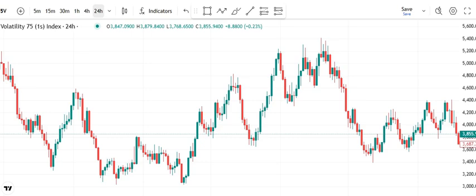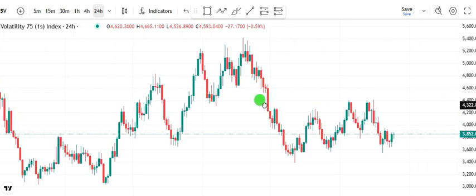5th of January 2026, and today is Sunday. And since it's Sunday, definitely you know what we'll be doing. We are still going to be analyzing on the synthetic markets, of which we'll be using Deriv. So we'll be starting up with this volatility 75.